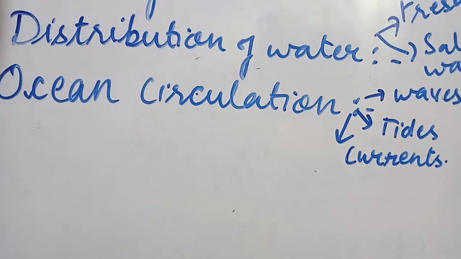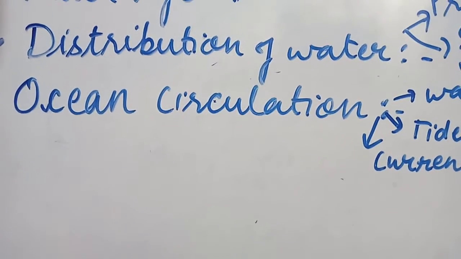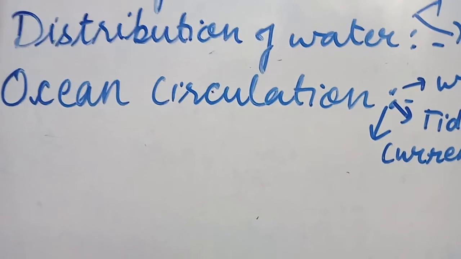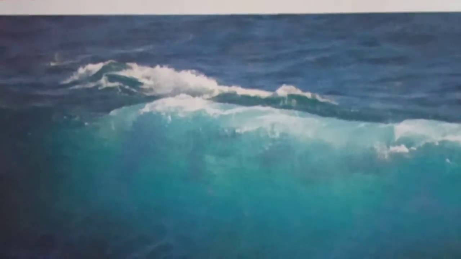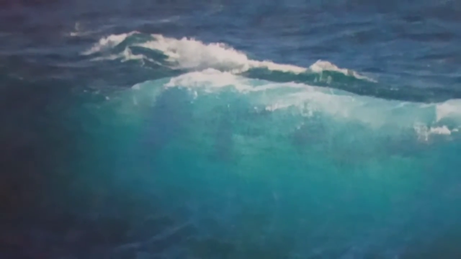Is that clear? The rhythmic and alternate rise and fall of the ocean water on the surface of the ocean is called waves. Tsunami: the word tsunami comes from a Japanese word meaning harbor wave. A tsunami is a series of huge waves caused by violent or volcanic eruptions.